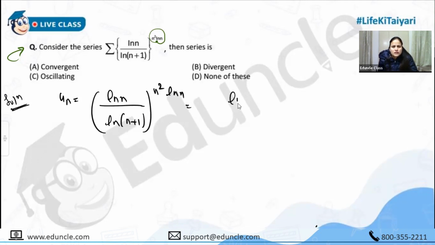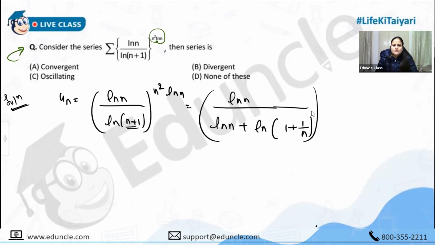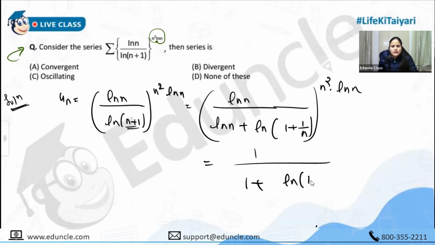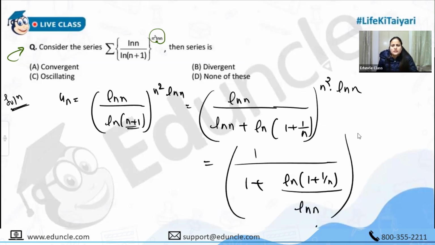Okay? So see, ln n upon ln(n+1), I can take n outside from this n+1 and write it as ln n upon ln n plus ln(1 + 1/n), to the whole power n² times ln n. Moreover, I can write it as 1 upon (1 + ln(1 + 1/n) upon ln n), and the whole power is n² times ln n.